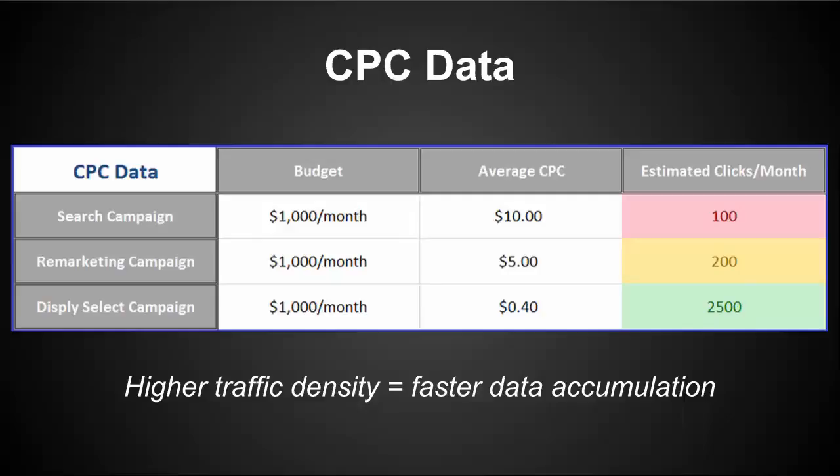So again, conversion data is more important, but the reason that we look at cost per click data is because most people are given a limited amount of budget for their advertising campaign. Some people say, I can only spend $6,000 a month on pay-per-click, or in this example you see $1,000 a month is the budget. You can see that in the 3 example campaigns I have here, the search campaign, the remarketing campaign, and the display select campaign, each one of them has a different cost per click, and the estimated amount of traffic or clicks that you're going to get in a month is drastically different depending on the cost per click between those campaigns.